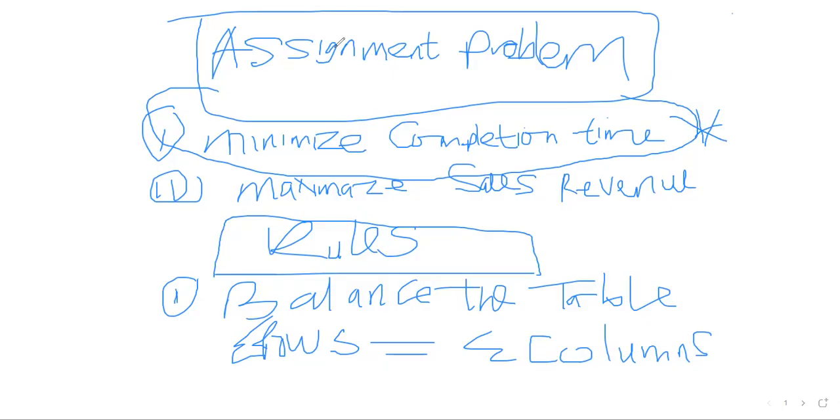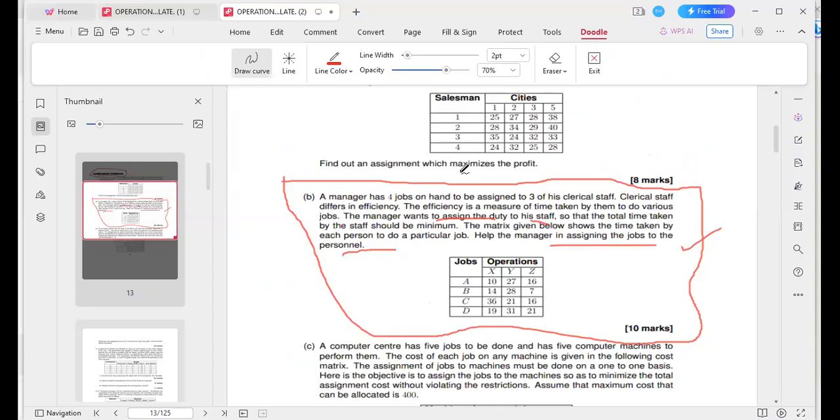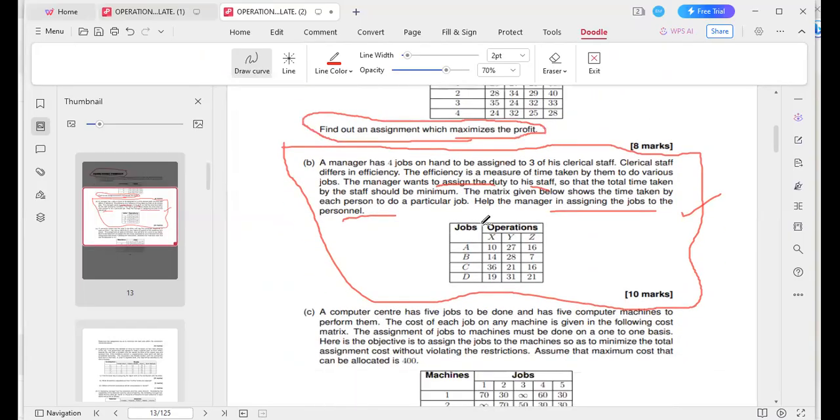Okay, so what happens here, they can tell you from this question. Have you seen the first one? It says maximize the profit. Even here, see that the manager wants to assign the duty of this staff so that the total time taken should be minimum. So the guiding factor is this minimum. Have you seen it? Yes.